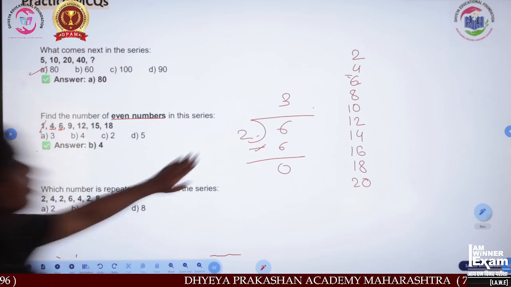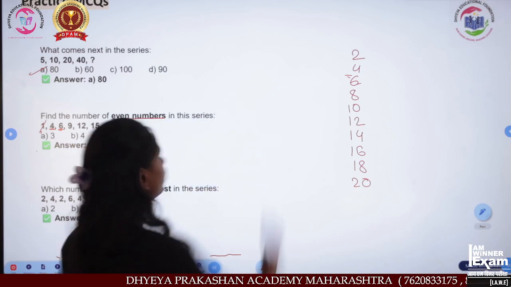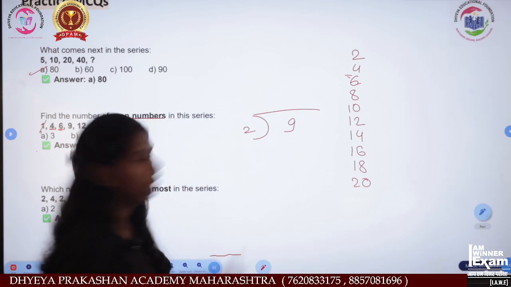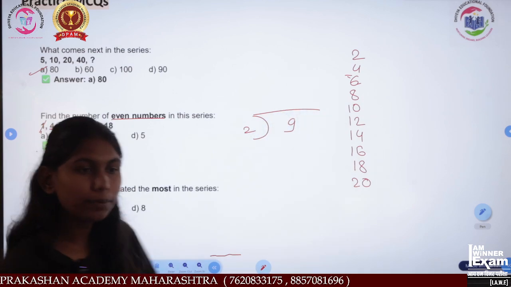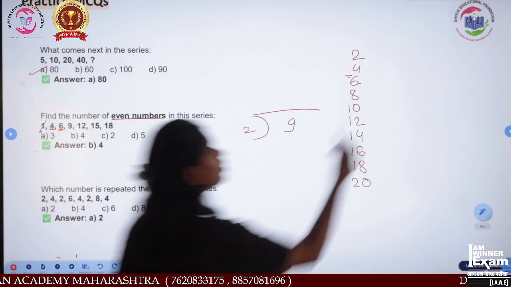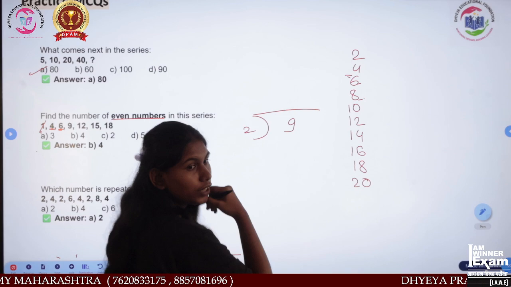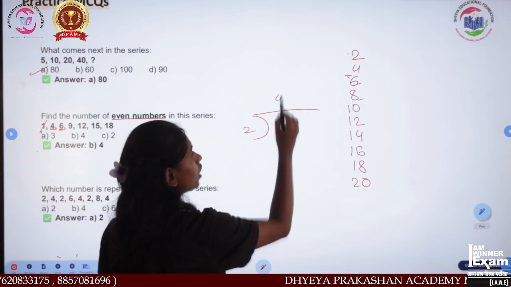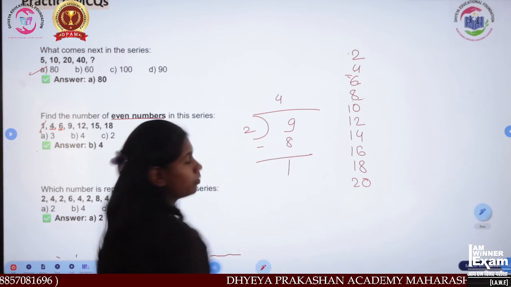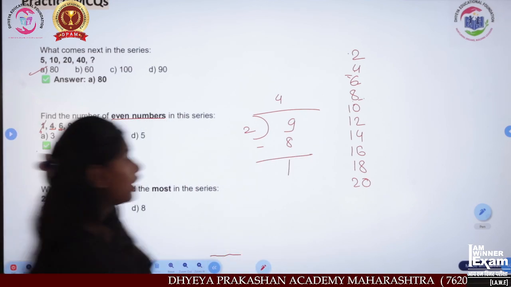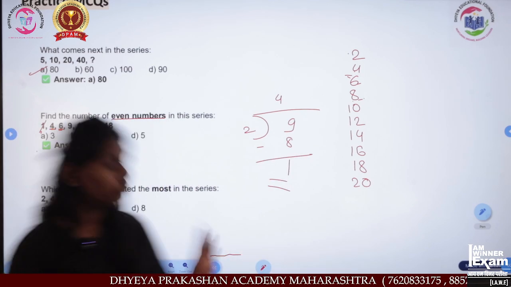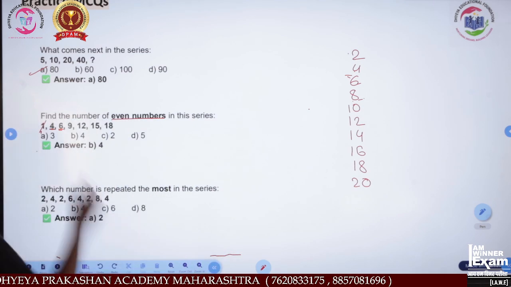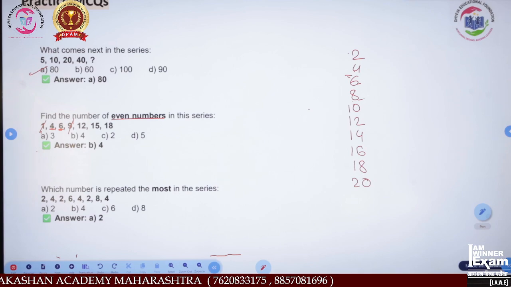Let's check if 9 gets divided by 2 or not. 9, 2. There is no 9 in the 2's table, but you have to take the smaller number. Then 2 and 2, 2 twos are 4, 2 threes are 6, 2 fours are 8. Then 1 is remaining. Now you all know that 1 can't be divided by 2. So 9 is not an even number. So it is odd. So cancel it out.